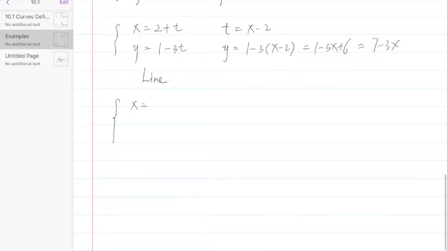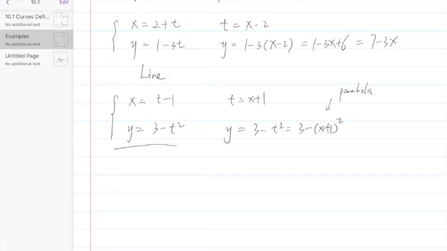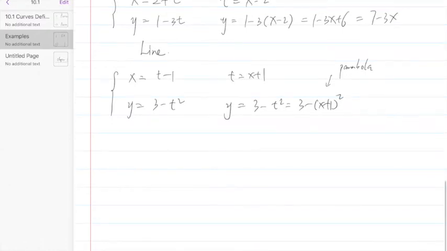Okay, what about this? x equals t minus 1 and y equals 3 minus t squared. Same thing here. That means t equals x plus 1 and y equals 3 minus t squared, which is 3 minus (x plus 1) squared. You can simplify or you don't have to simplify, but I think you already recognize this is a parabola. Therefore, this is the formula of a parabola. Even though you may not recognize it at first glance, you can always transfer them back.